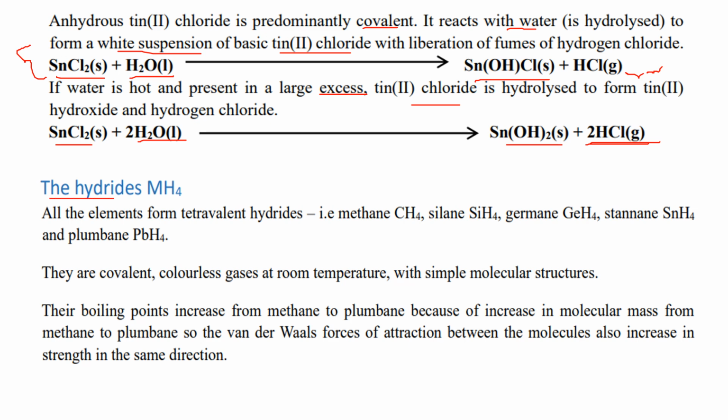Now let's look at the other compounds, which are the hydrides of group 4 elements. The tetravalent hydrides are methane, silane, germane, stannane, and plumbane. The hydride of silicon is called silane, and the hydride of carbon is called methane, just like you see in organic chemistry. The hydride of germanium is called germane, that of tin is called stannane, and that of lead is called plumbane. So whenever you see such terms, we are referring to hydrides.